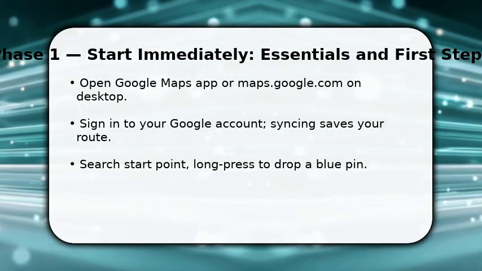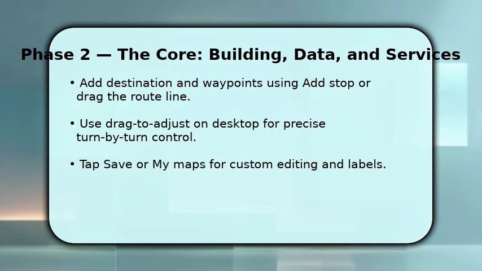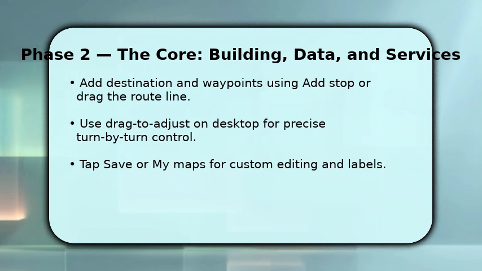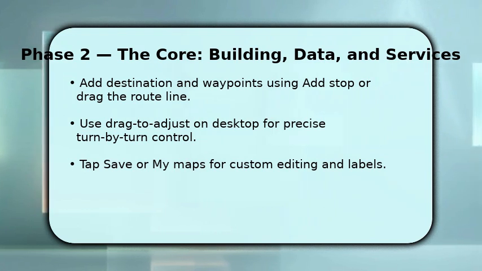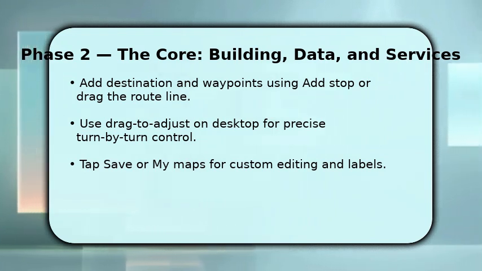Next, add your destination and any waypoints by using Add Stop, or on desktop drag the blue route line to force specific roads. This gives you control over turns and scenic choices. Once a stop is added, reorder stops by dragging, because the sequence affects directions and travel time.